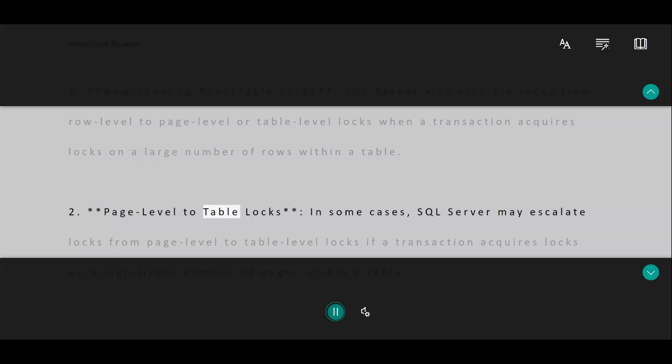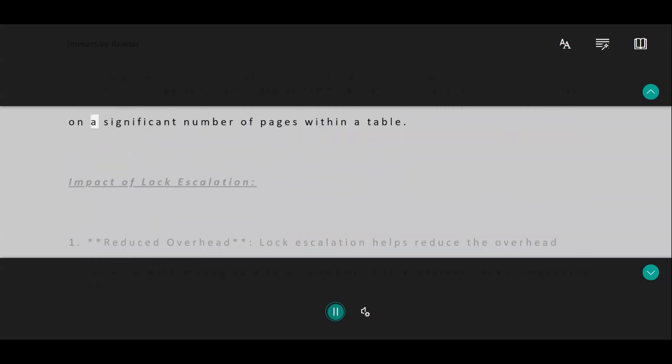2. Page level to table locks. In some cases, SQL Server may escalate locks from page level to table level locks if a transaction acquires locks on a significant number of pages within a table.